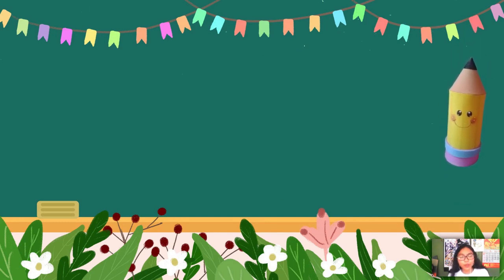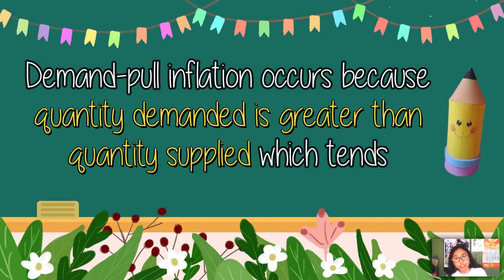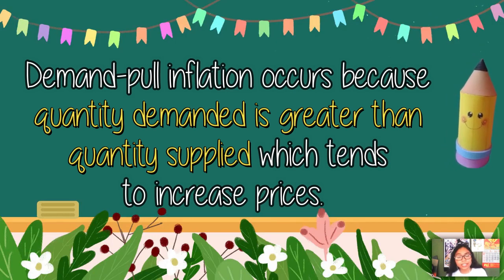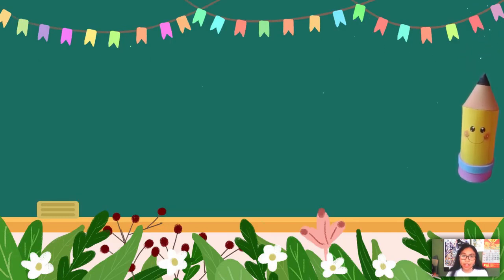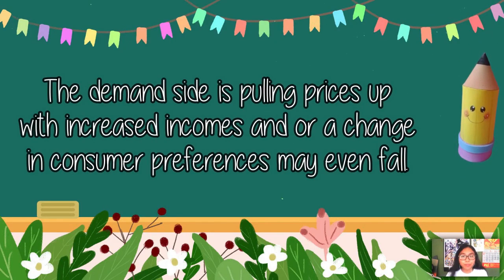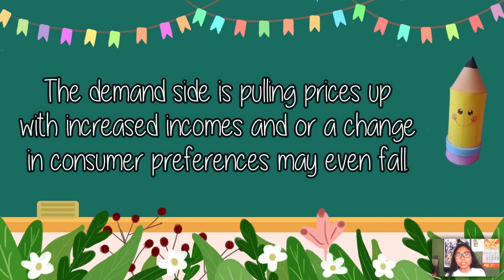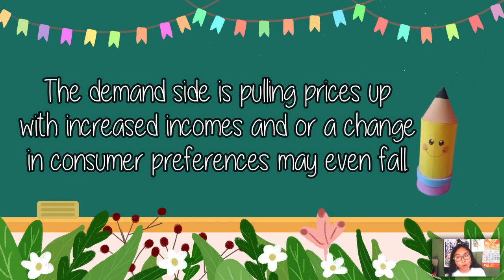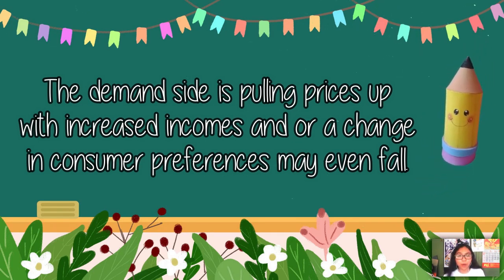So here's the key point. Demand pull inflation occurs because quantity demanded is greater than quantity supplied, which tends to increase prices. The demand side is pulling prices up, driven by increases in incomes and or a change in consumer preferences.